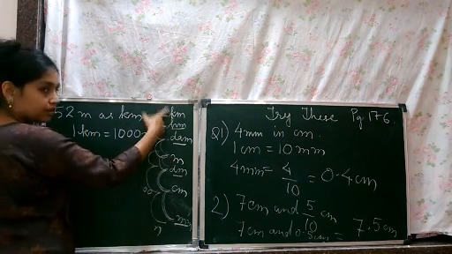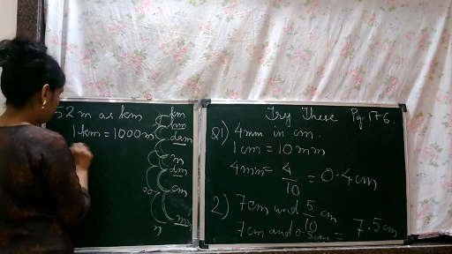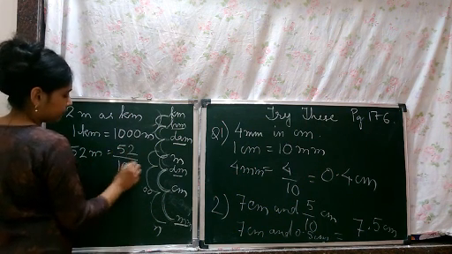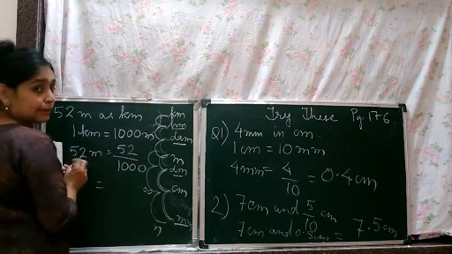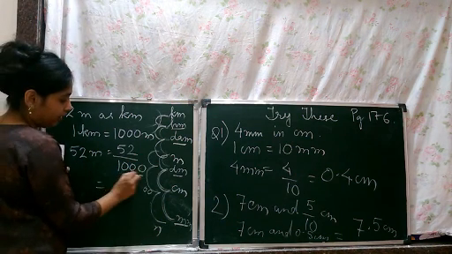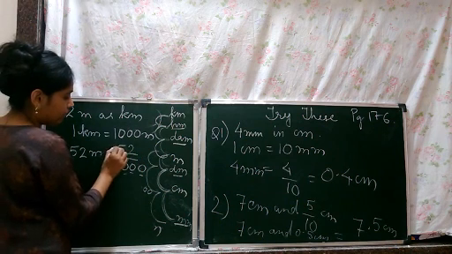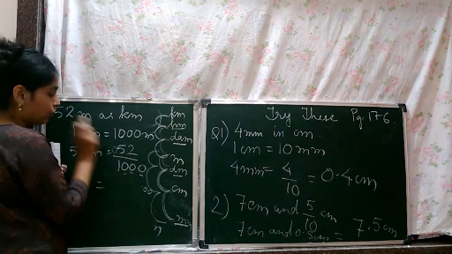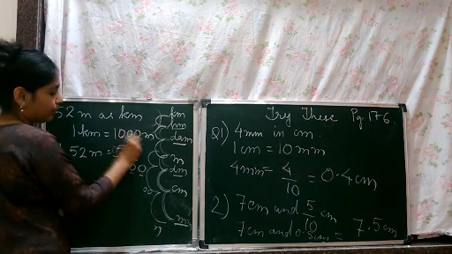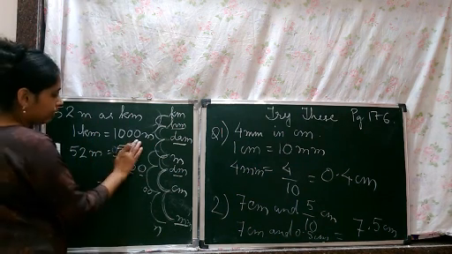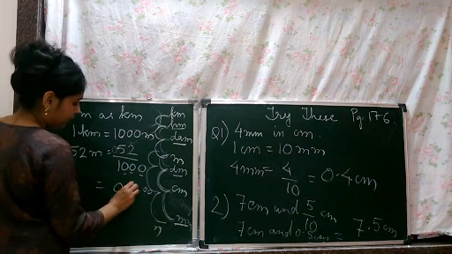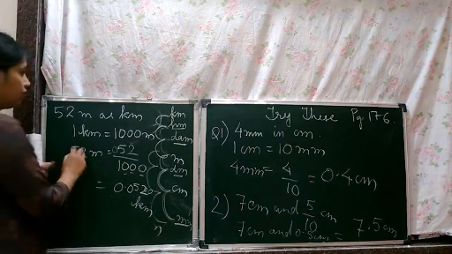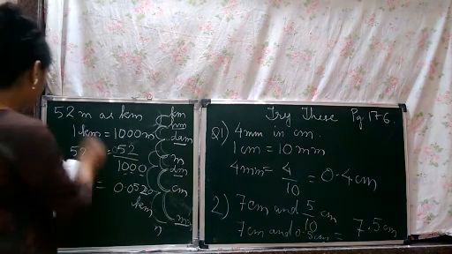Small will convert into big, so division. So 52 meter is equal to, now how many places do we need? 1, 2, 3. 1, 2, third place is not there. What to do? We always put a 0. Always remember, you will be counting from the right side. So 0.052 kilometers.